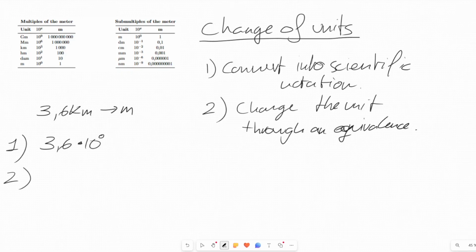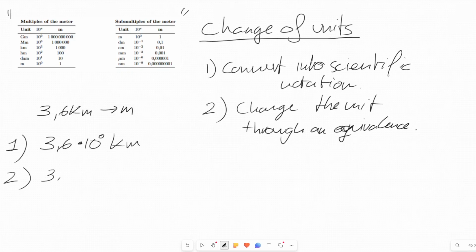We will change the unit, so this is in kilometers, sorry. We will change the unit through an equivalence. Okay, and what's the equivalence? Well, basically, this table is the equivalence. We have to see that a kilometer is 10 to the power of 3 meters, right? 10 to the power of 3 meters. Why is this? We're going to learn it just now, okay? But the second step would be to change the unit through the equivalence.